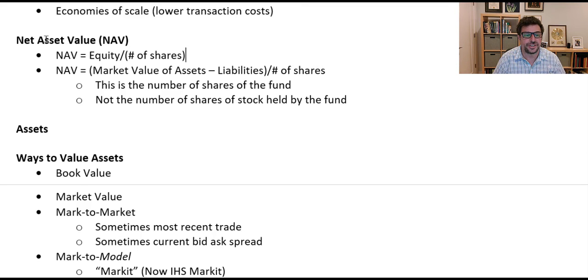And so this is the net asset value, so it's assets minus liabilities, and even though it doesn't say it, it's per share. And so here, number of shares is the number of shares issued by the fund, not the number of shares of stock held by the fund. So we want to be very careful. This is an equity number of shares, not the number of stock shares held.